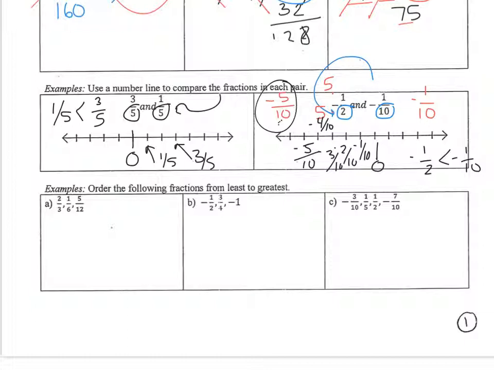So let's look at these. What's the least common multiple of 3, 6, and 12?